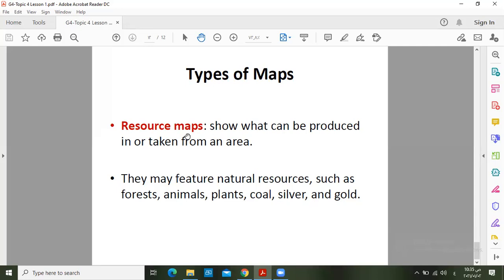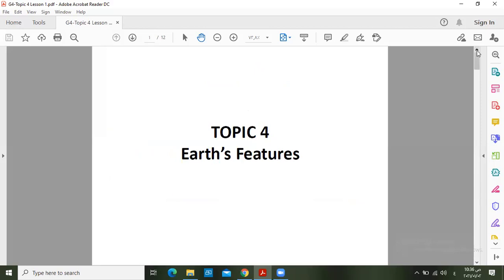This type of map shows what this country or this city produces or exports, okay, the important natural resources in this area and what can be produced in this area. And you can see an example of a resource map in your book. Fine. This is everything about this lesson. I want to go to topic three.